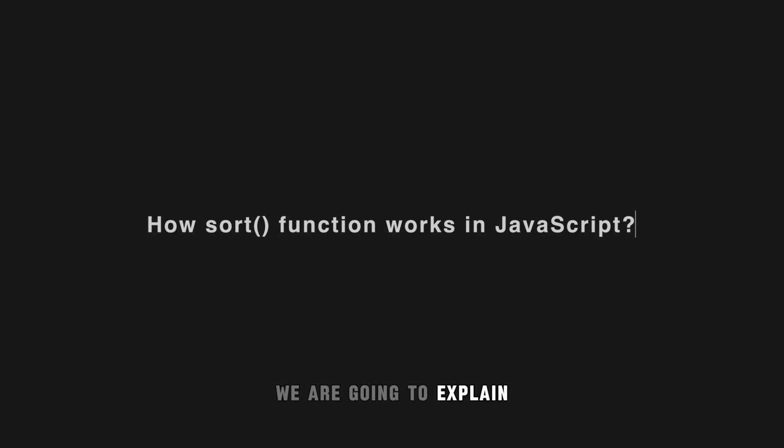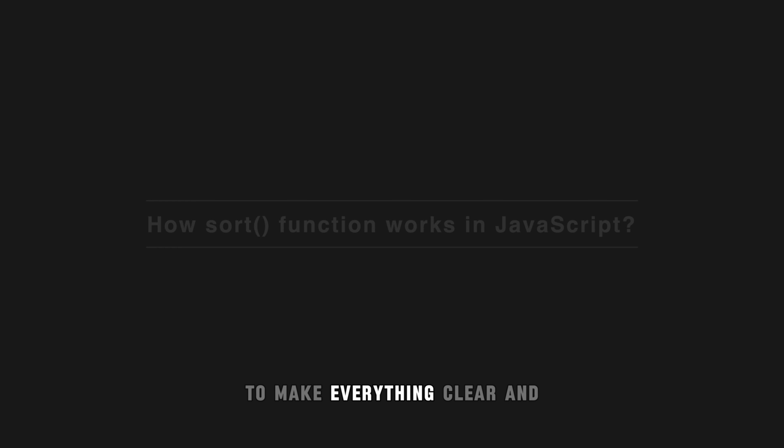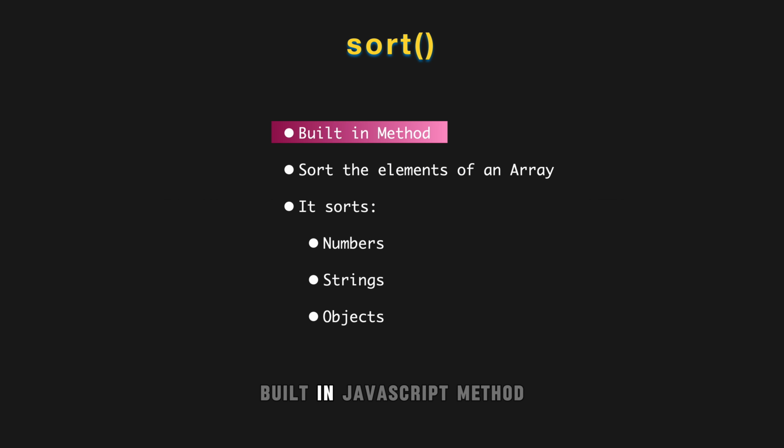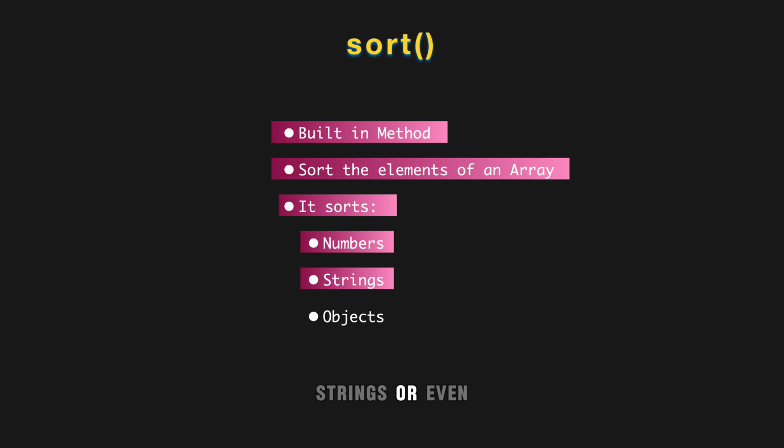Today, we are going to explain how the sort function works in JavaScript. We will go step by step to make everything clear and easy to understand. The sort function is a built-in JavaScript method used to sort the elements of an array. It can be used to sort numbers, strings, or even more complex data like objects.